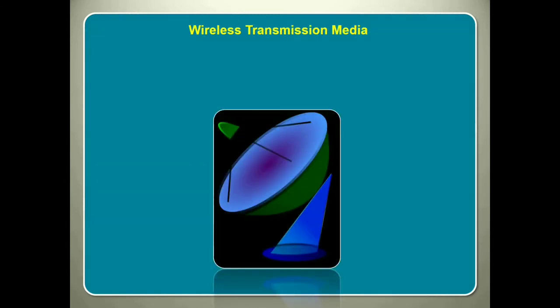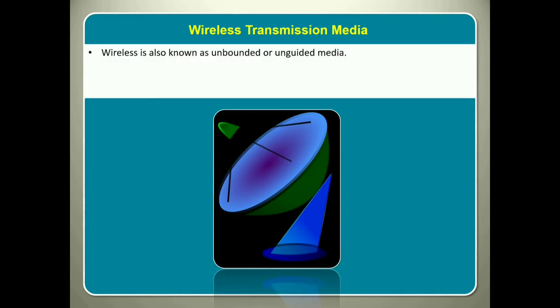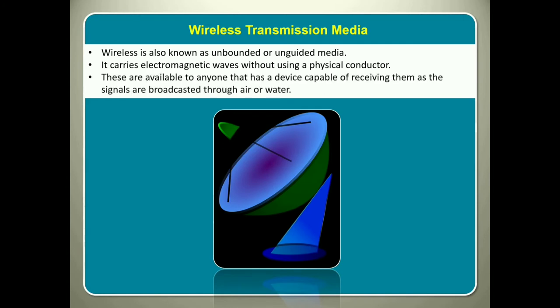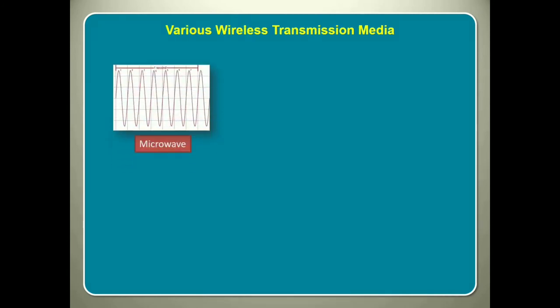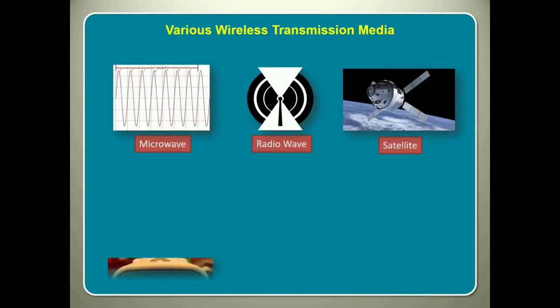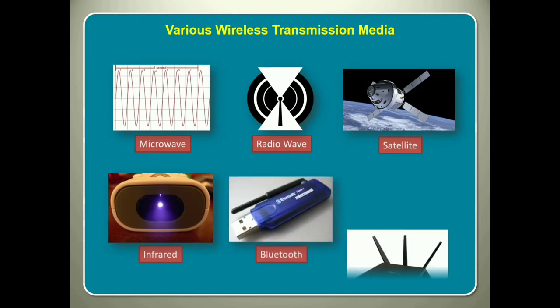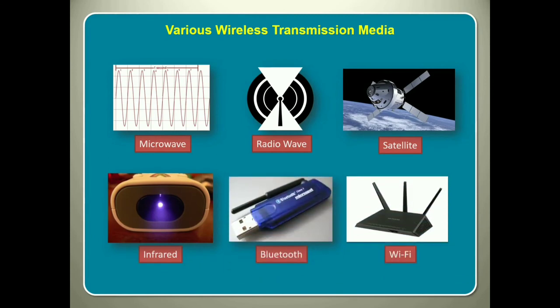Let us now discuss wireless transmission media in detail. Wireless is also known as unbounded or unbound media. It carries electromagnetic waves without using a physical conductor. These are available to anyone that has a device capable of receiving them, as the signals are broadcasted through air or water. Microwave, radio wave, satellite, infrared, Bluetooth, and Wi-Fi are various wireless transmission media.